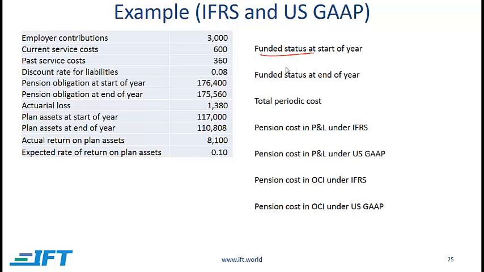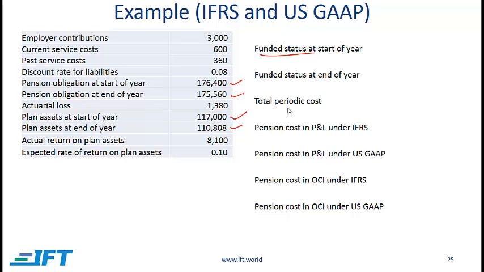What's the funded status at the start of the year? What's the funded status at the end of the year? So for the start of the year, you look at the pension obligation at the start of the year and the plan assets at the start. So clearly this is very underfunded. So we have a net pension liability, which is this minus this. At the end of the year, the net pension liability is this minus this.